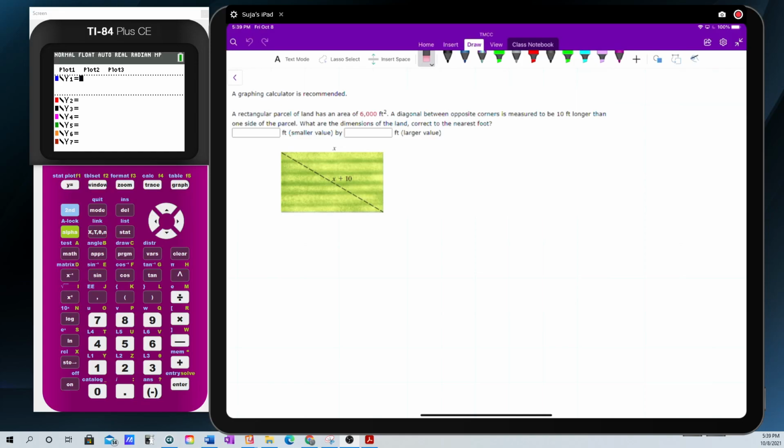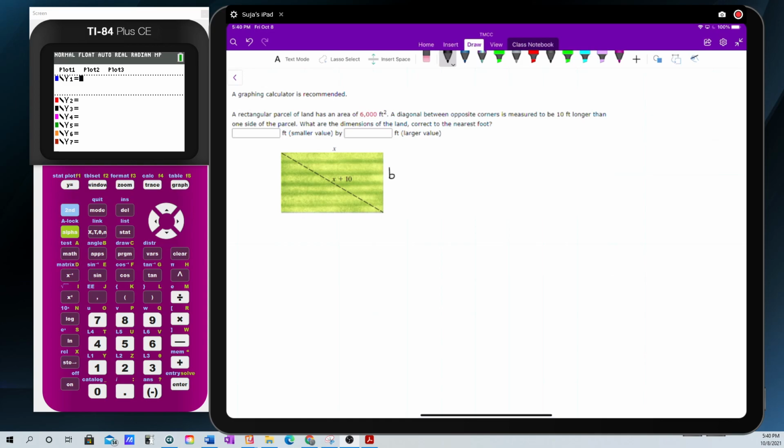In this example, you are given the area of this land, which is 6,000 feet squared, and also the information given is that one of the side lengths is x, and the diagonal length is 10 feet longer than that, which means it's x plus 10. So if I want to find this side, let me call it b.